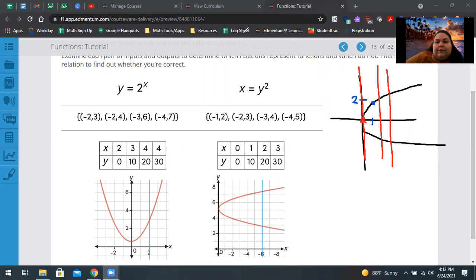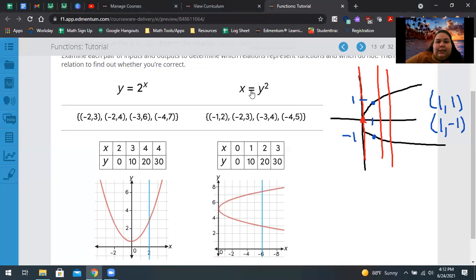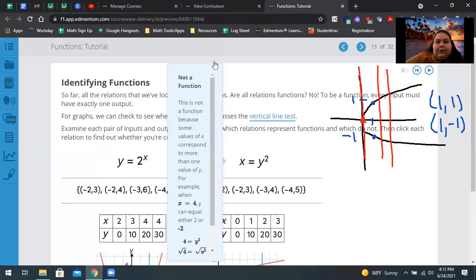So let me fix that. So I graph it here, this would be 1, and then right here would be at -1. So I have (1, 1) and (1, -1). Remember that input value has to be unique, meaning again, it can't repeat. So that's why this one is considered not a function.